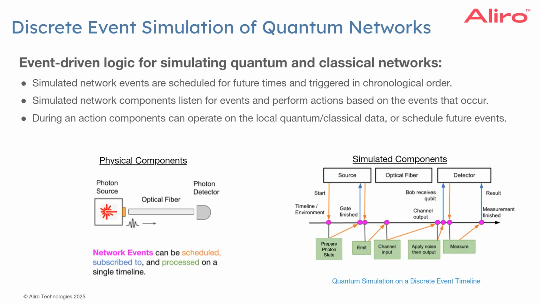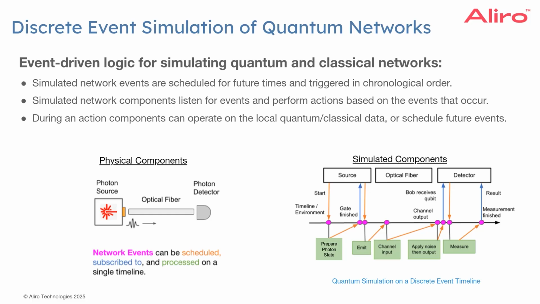Simulated network events are scheduled for future times and triggered in chronological order. We actually don't need to simulate time in between the events. We can jump straight ahead to whatever event is next in the queue, as is standard in discrete event simulation.